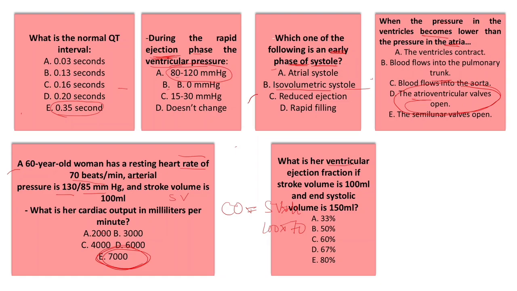What is her ventricular ejection fraction if stroke volume is 100 and end-systolic volume is 150? Ejection fraction is equal to stroke volume by end diastolic volume. So this will be 100 by 150 multiplied by 100. So it will be almost 66.7. The answer will be 66%.